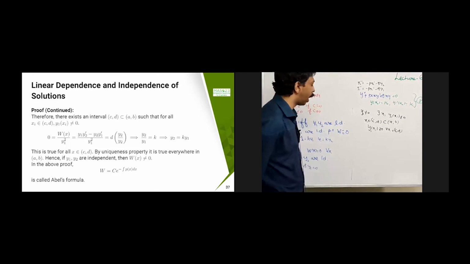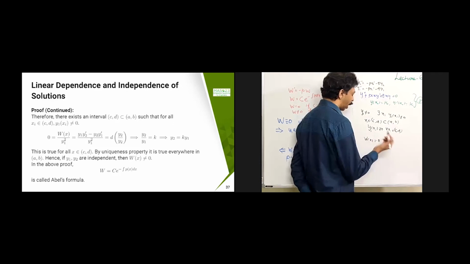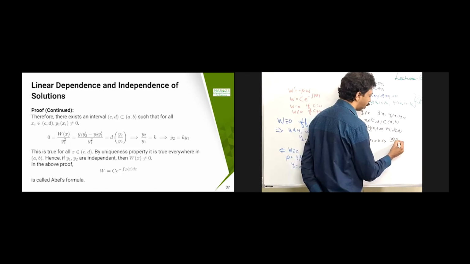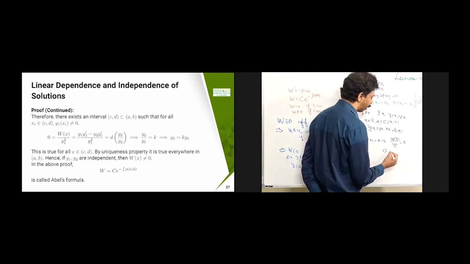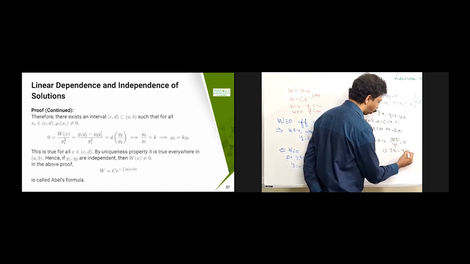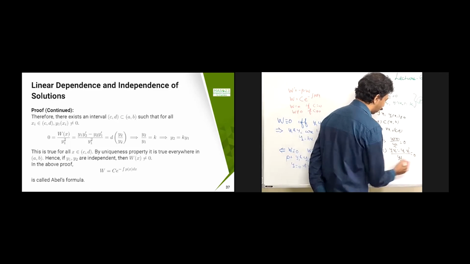So I already know W of x is equal to 0. Therefore I can divide this by y1 squared, and it is also going to become 0. So I can write y1 y2 dash minus y2 y1 dash, divided by y1 square, is equal to 0.